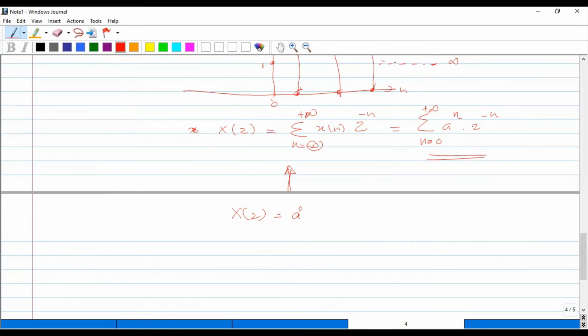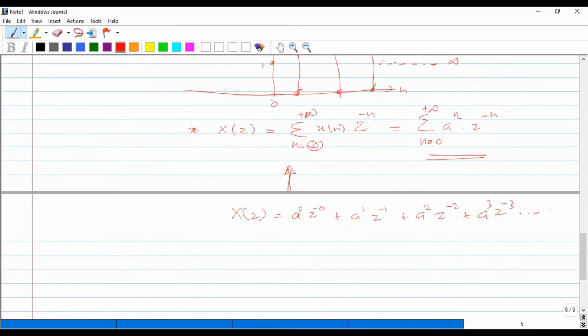If I expand this, with n equal to 0, that means a0 z^-0, plus if n is 1, a1 z^-1. If n is 2, a2 z^-2. If n is 3, we will have a3 z^-3, and so on up to infinity. So what is this actually? This is an infinite series.